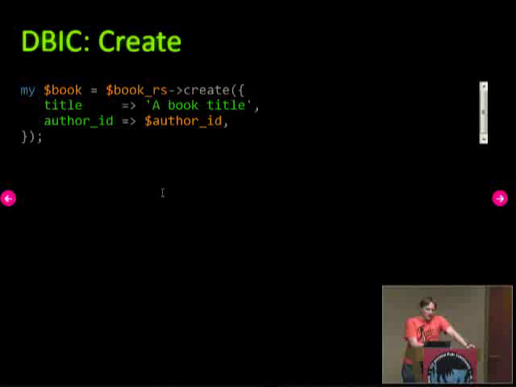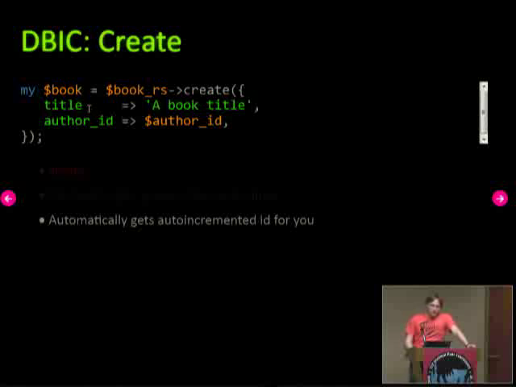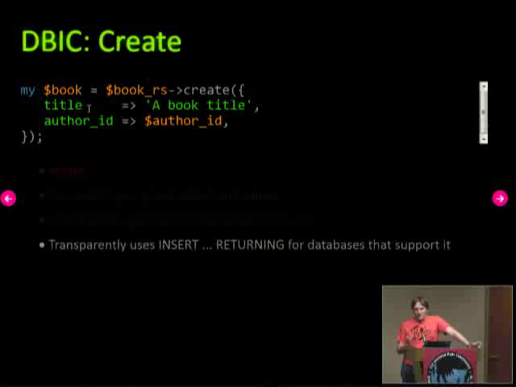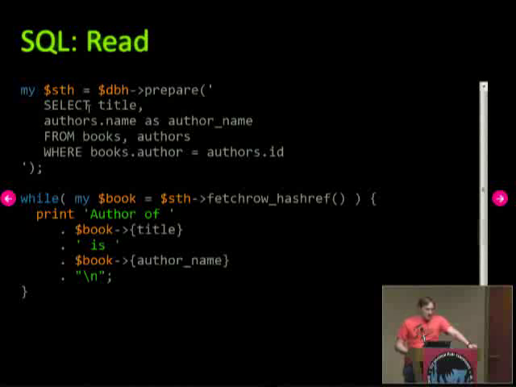And then with DBIx::Class, you don't have to match the question marks and all that stuff. So that's kind of nice. That would be a link to the docs for create. It automatically grabs the ID that was auto-incremented for you. If your database supports it, it'll use insert returning, but whatever, who cares? The point is that it gets back the object and its ID in one fell swoop.